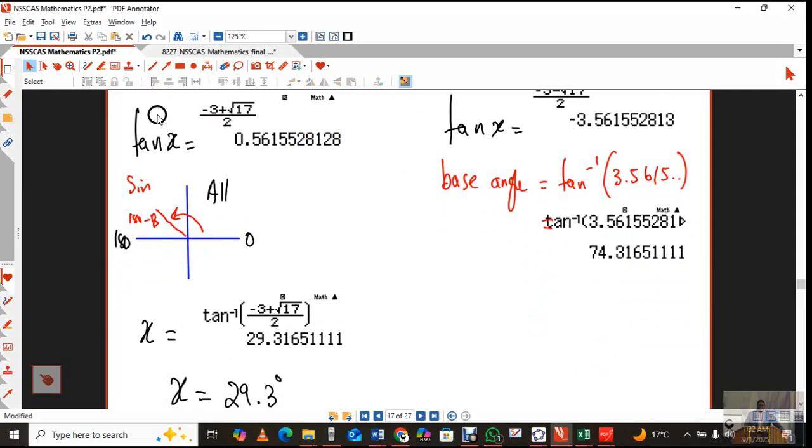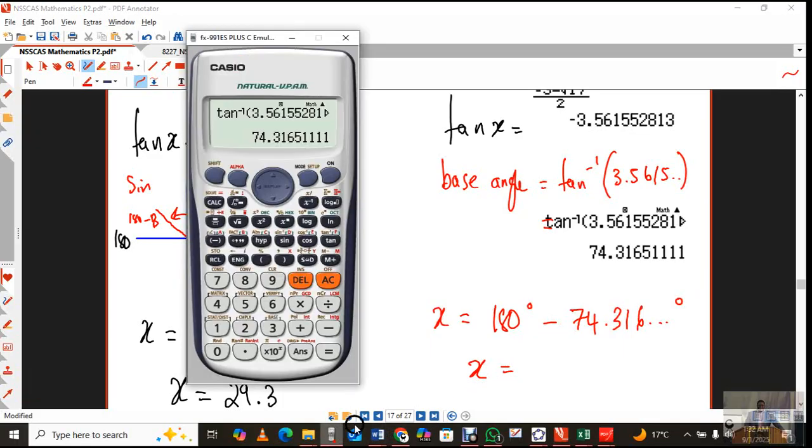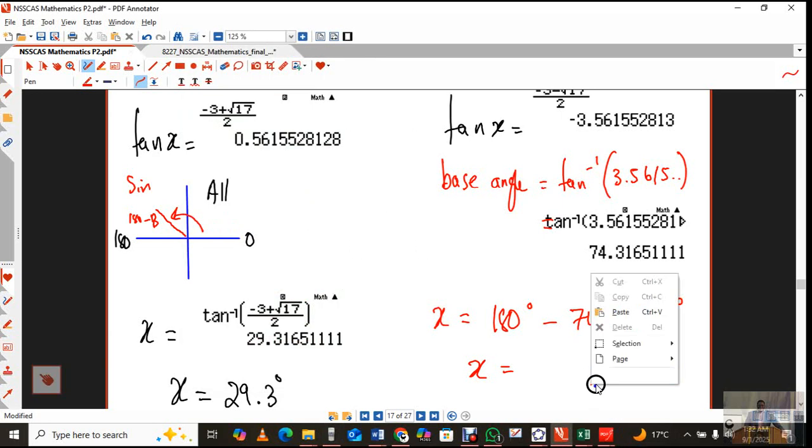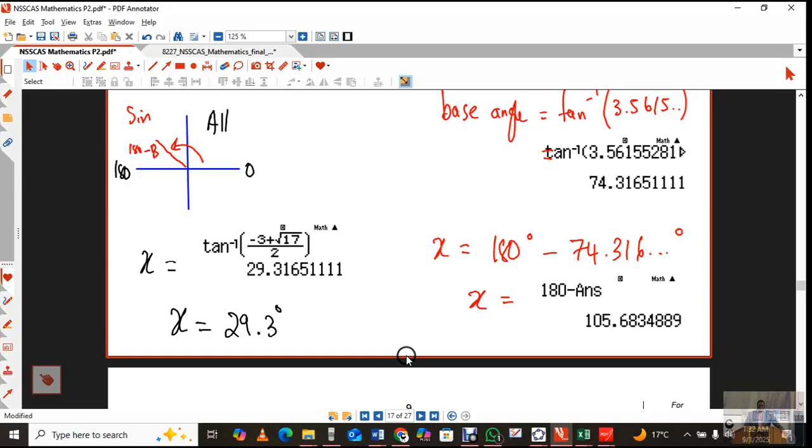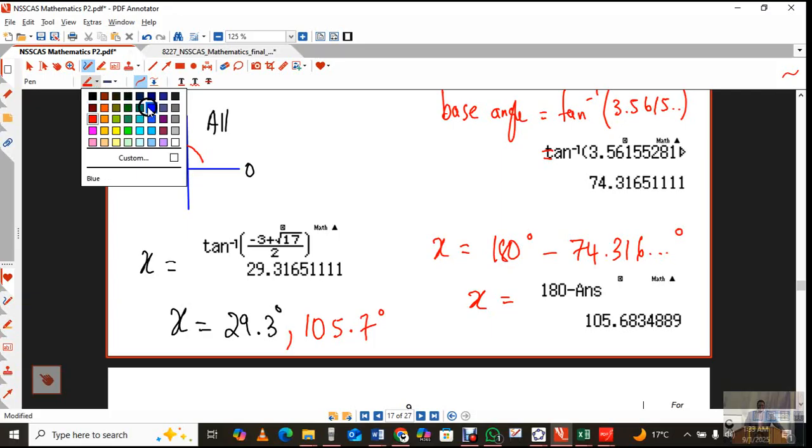So that means my second solution is going to be 180 minus this 74.3165, and so on. Okay, that is going to give me my second answer for x. I get 105 point something. Let's just put it over here. Right, so I now have my solutions. X is 29.3 and x is 105.7. These are my solutions.